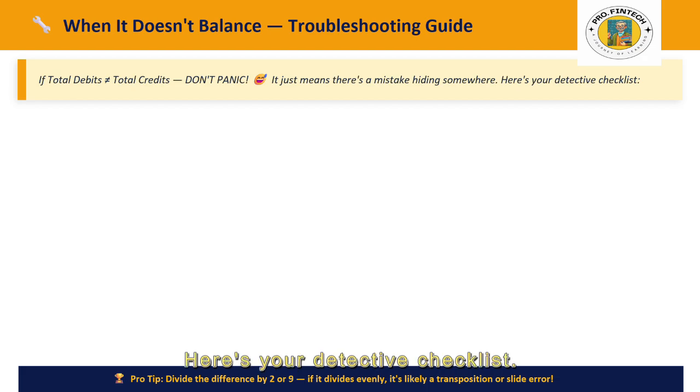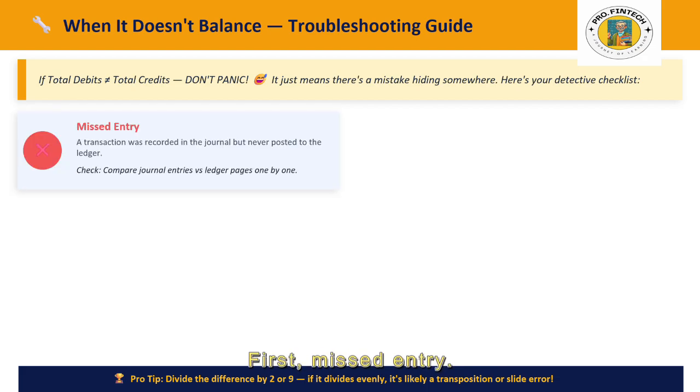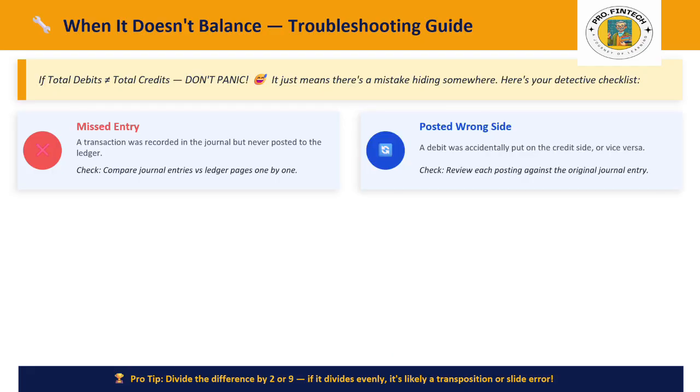Here's your detective checklist. 6 common culprits. First, missed entry. You recorded the transaction in the journal but forgot to post it to the ledger. Solution: go through your journal entries and tick off each one against the ledger. Posted wrong side. You put a debit on the credit side or vice versa. This error actually doubles the imbalance. If you misposted $500, your trial balance will be off by $1,000.